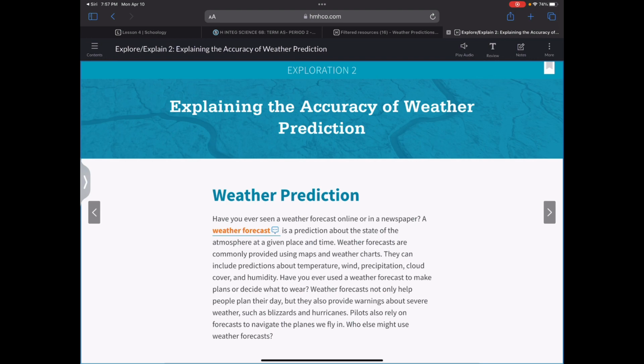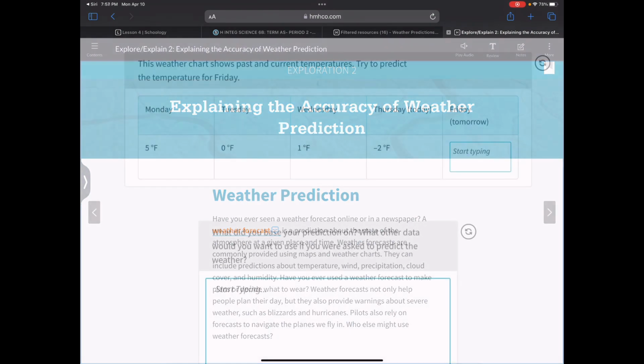Have you ever used a weather forecast to make plans or decide what to wear? Weather forecasts not only help people plan their day, but they also provide warnings about severe weather, such as blizzards and hurricanes. Pilots also rely on forecasts to navigate the planes we fly in. Who else might use weather forecasts?